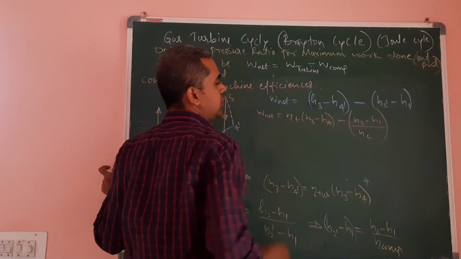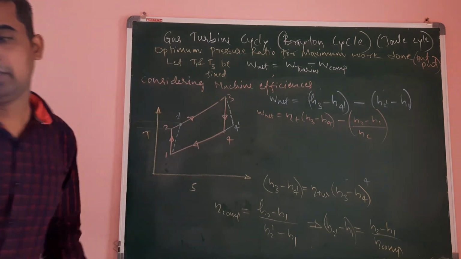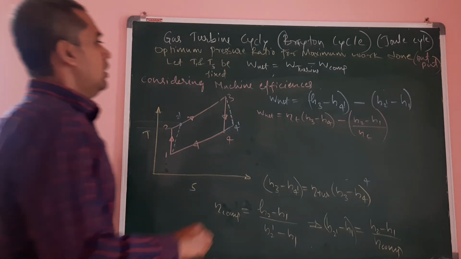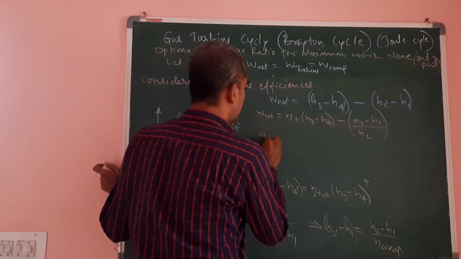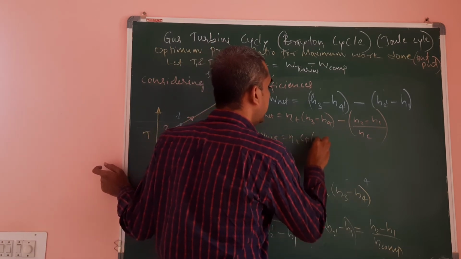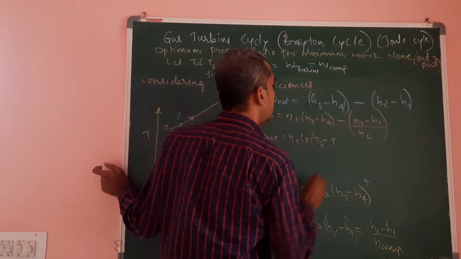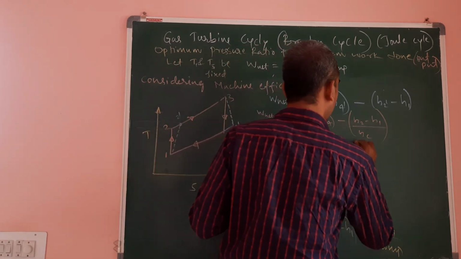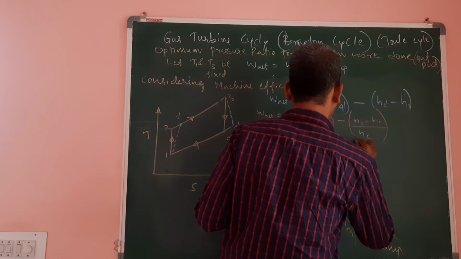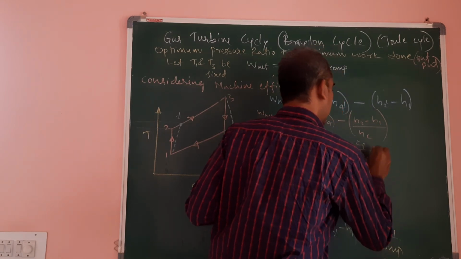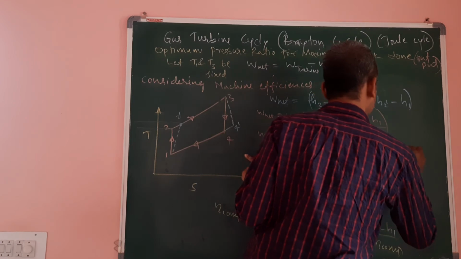This H3 minus H4 is nothing but Cp delta T. It is nothing but Cp into delta T. Therefore, I can write like this: W net is equal to eta of T into Cp into T3 minus T4, minus of Cp divided by eta of C into T2 minus T1.